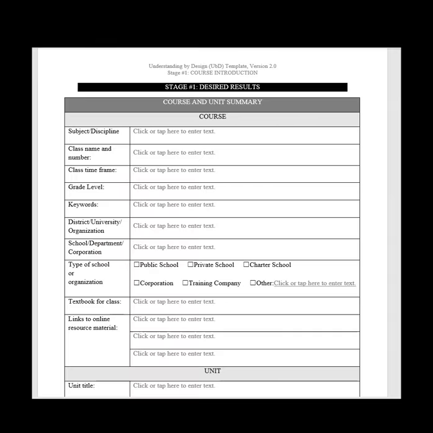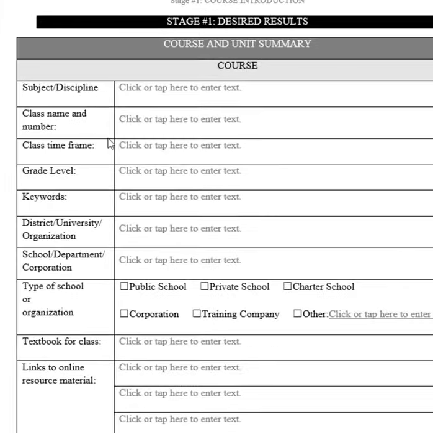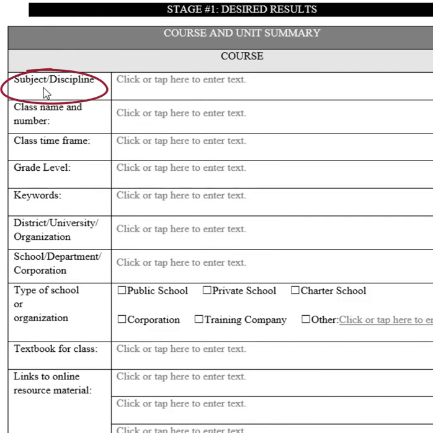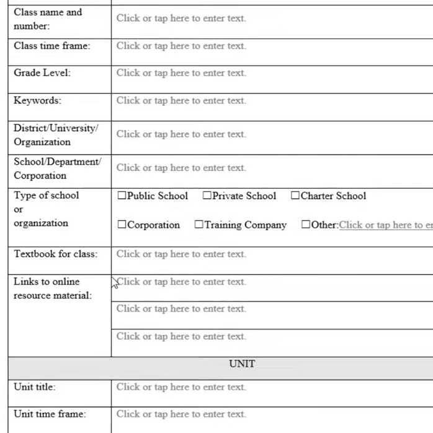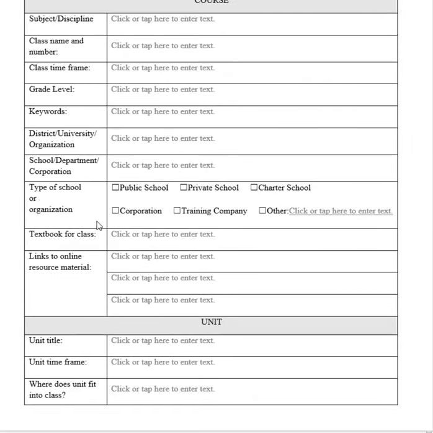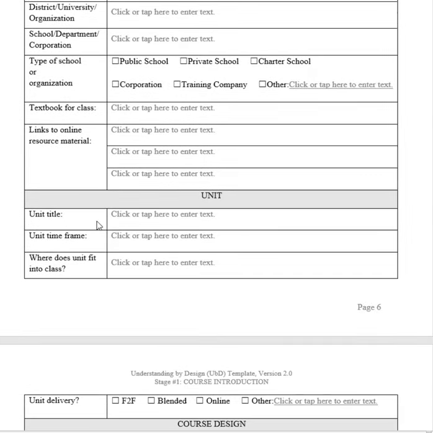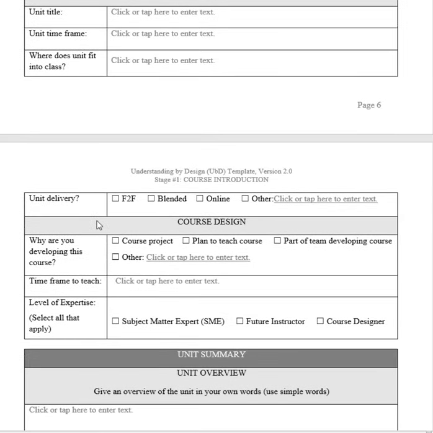In the first part of the template, we address the course and unit summary. In this area, you're going to input basic information about your course. This includes the details regarding the subject discipline, time frame of your course, and course material that will be used in your course. As you can see, this portion of the template is straightforward but necessary to develop a strong framework for your course. The course and unit summary ensure that you have established how the unit will fit in the overall theme of your course.